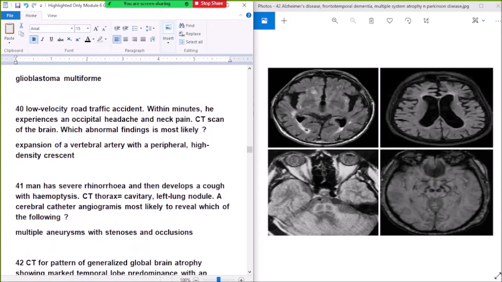Then 40. Low velocity rotary action. Within minutes, she experiences an occipital headache and neck pain. CT scan of the brain with abnormal findings is most likely expansion of the vertebral artery with a peripheral high density crest.